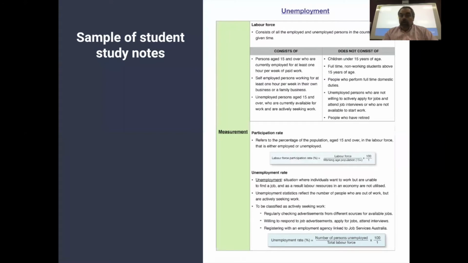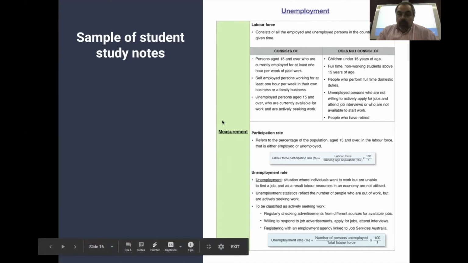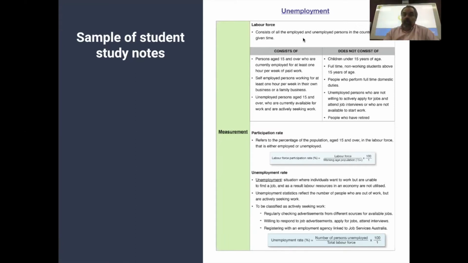I've got an example there of some study notes, and this particular student, what they've done, and again, it's just a snapshot of it, is that they've put the area of the syllabus, so it's unemployment. They've got the subsection which looks at the measurement of it. And notice how they've taken the content, they've broken it down into some dot points, they've constructed their own table. So instead of writing the notes there that unemployment consists of people over 15 years of age who are employed for more than 1 hour per week, they've broken it down into table form.